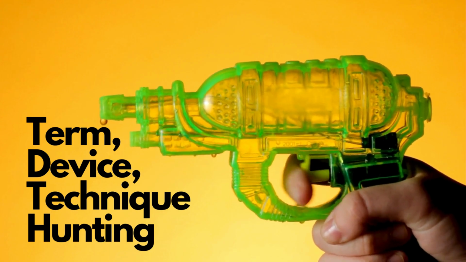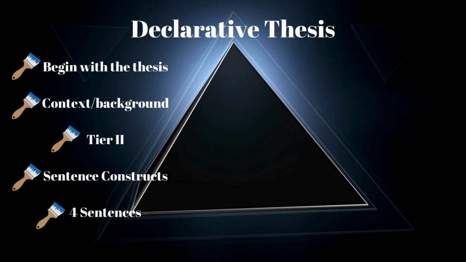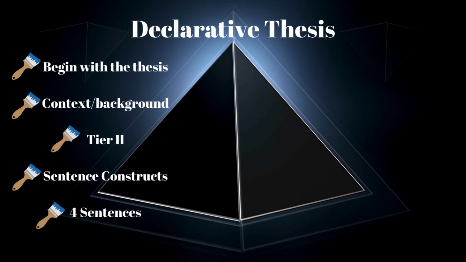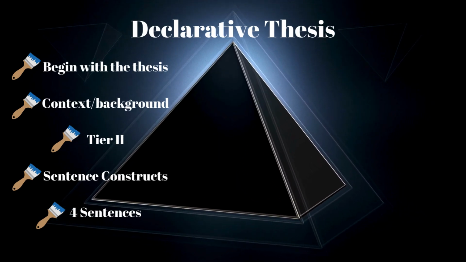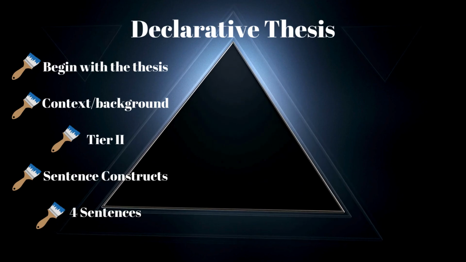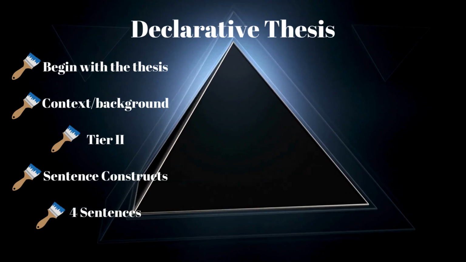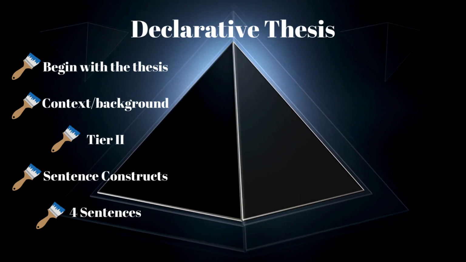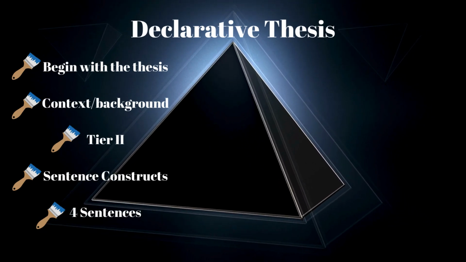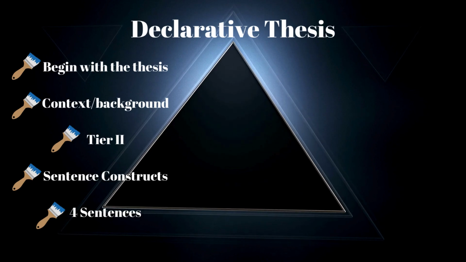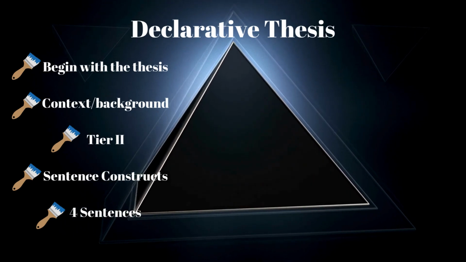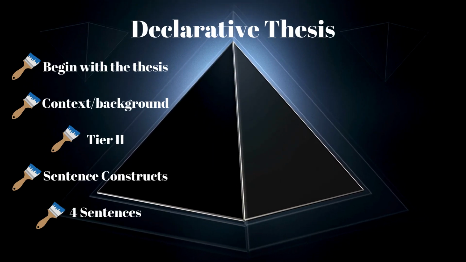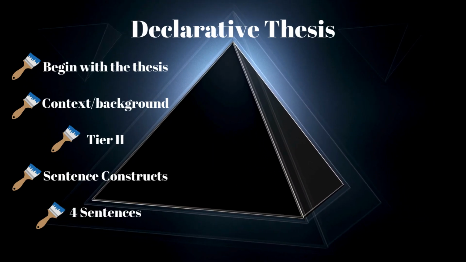So let's break down what the declarative thesis looks like visually. As I already alluded to, we know we're going to begin with the thesis. We're going to answer the question, how does the author construct meaning? And that question is going to house the first 3 sentences. All right, we're going to drop 3 terms in there. You got to sprinkle in a little bit of context and background, and that usually comes in the guise of the authorial intent sentence.